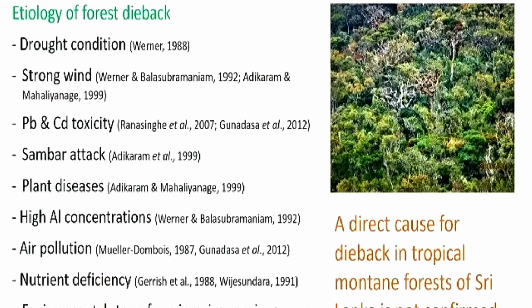Many researchers have studied the etiology of forest dieback, and some causes are drought conditions, strong wind, lead and cadmium toxicity, sambar attacks, plant diseases, and so on. But a direct cause behind this phenomenon is yet to be found.